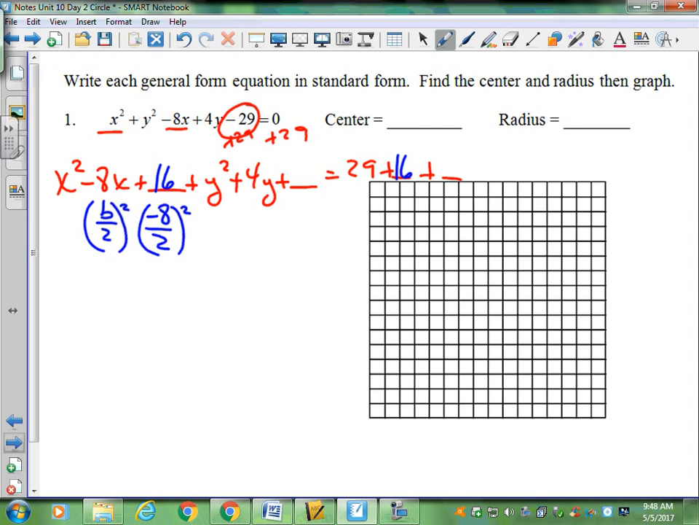Then you do the same thing with the y one. 4 divided by 2 quantity squared is 4. Now that's the only one where the number you start with and the other number are alike. So that'd be a good one to memorize. They use it a lot.